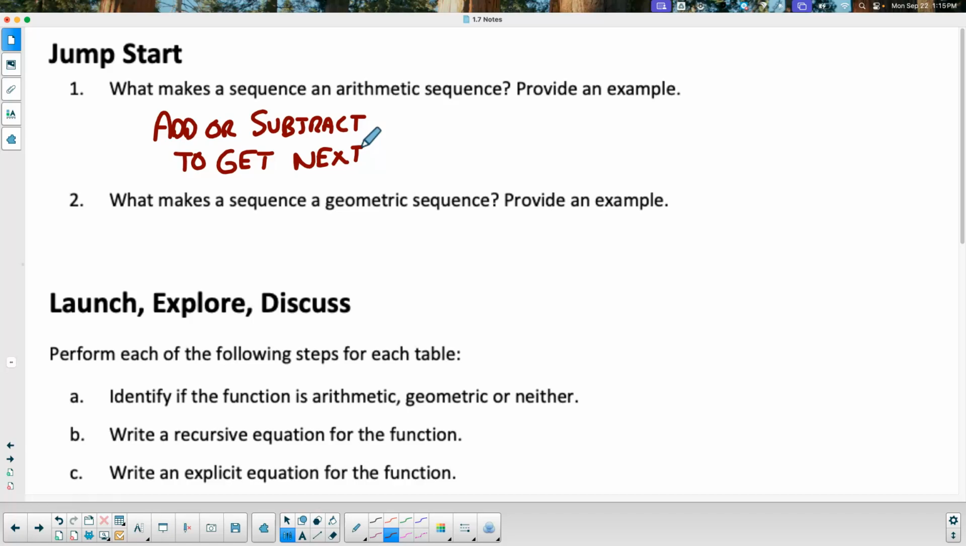Okay, we just did 2 examples. We were ready to come up with another example. Okay. What makes a geometric? Yes, ma'am. Multiply or divide to get the next.